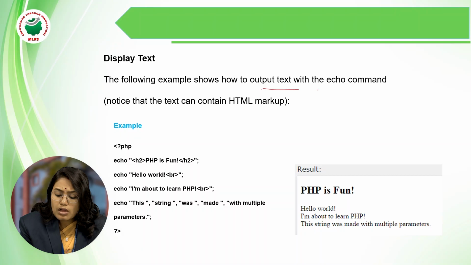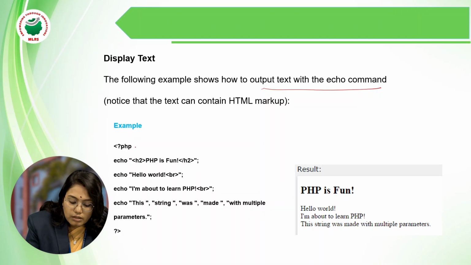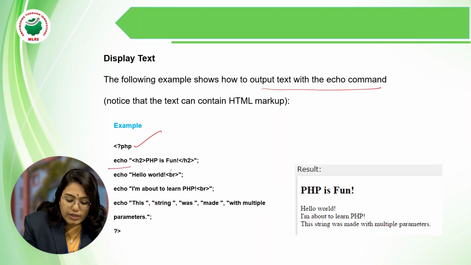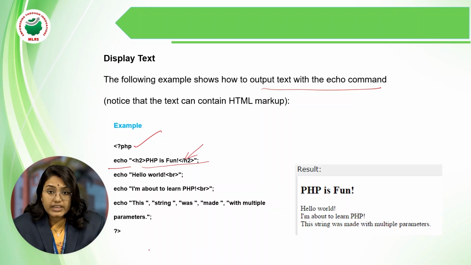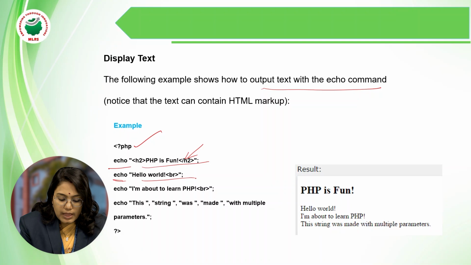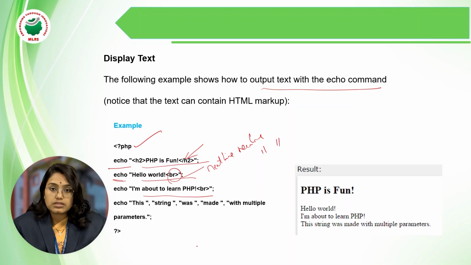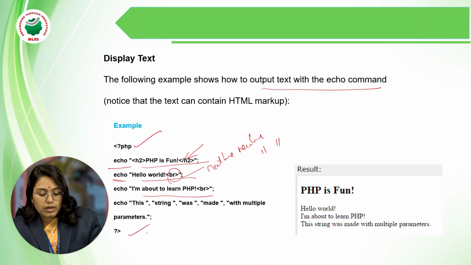The following examples show how to output text with the echo command. Let's see. Note here, PHP, we are declaring the PHP script because we are writing a PHP script. Here echo we are declaring h2, this is a heading tag, and also echo simple hello. Br is nothing but next line or new line. Next echo I am about to learn PHP. Here we are declaring double quotes. Double quotes is nothing but we are specifying it as a string. Echo, this string was made with the multiple parameters, and at last we are going to close.